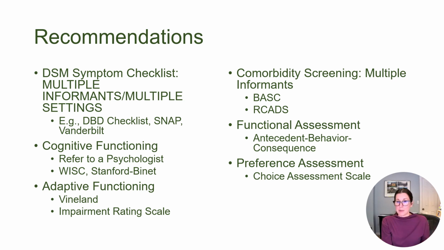So examples of tools are the Vineland and the Impairment Rating Scale. And then last but not least, we'd want to do a preference assessment, using something like the Choice Assessment Scale. So if you suspect or have referred someone that has this dual diagnosis or comorbid diagnosis, or you speculate that both ID and ADHD are at play, this would be a really ideal evidence-informed assessment battery.